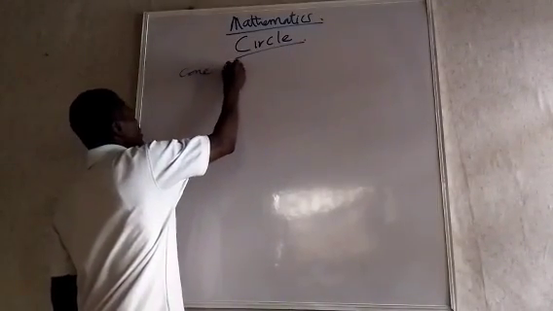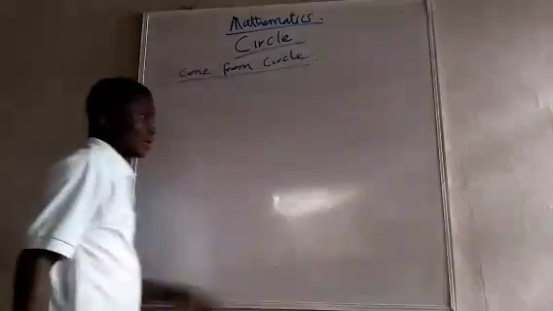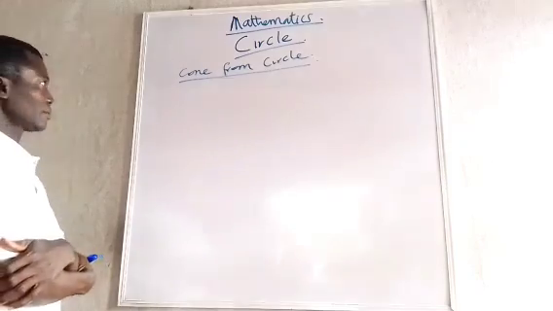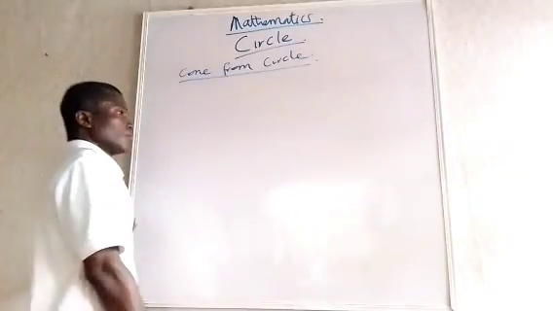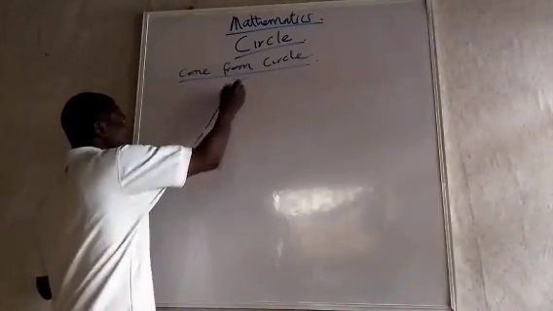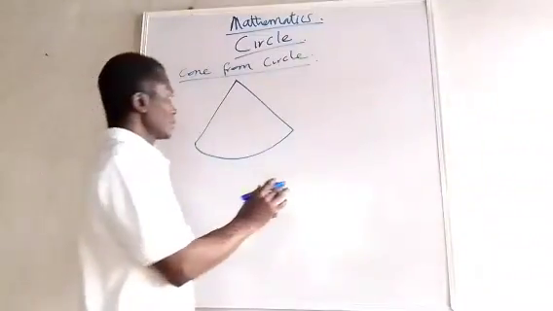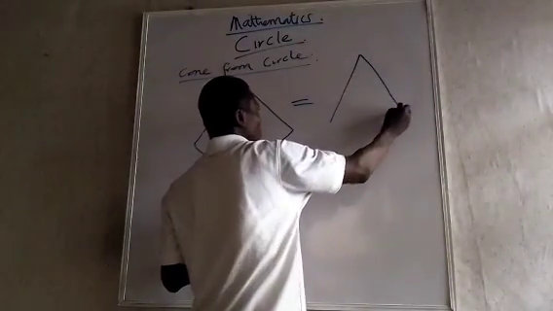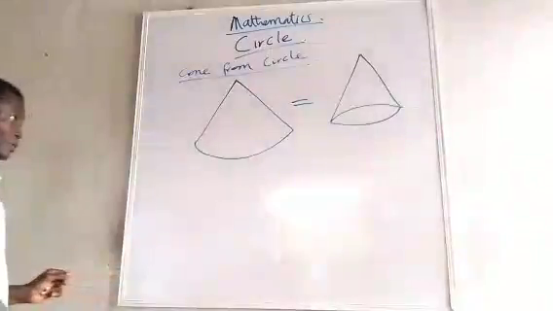Cone from circle. If you have this understanding, it will make some calculation very easy under cone. You see, when we have a sector like this, and we fold it, it will now give us a cone. You can see, it will now give us a cone.